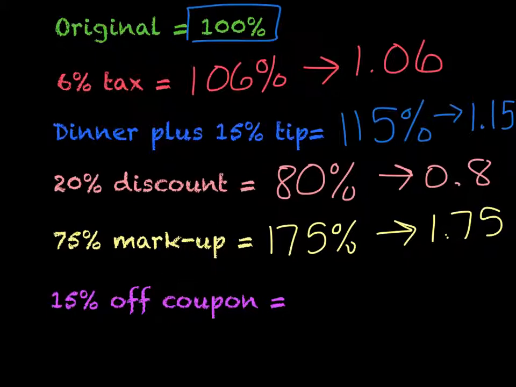And then last, if I had a 15% off coupon, again, that's going to be a decrease. So if I start with 100%, I'm going to decrease it by 15%, and that is going to be 85% that I would end up paying. And in decimal form, that would be 0.85.